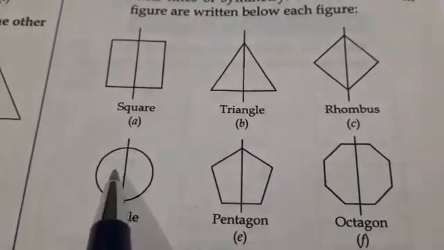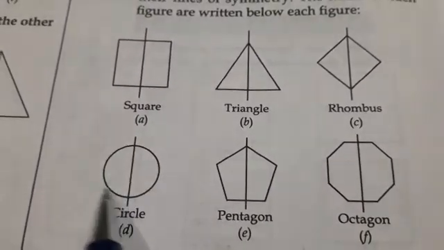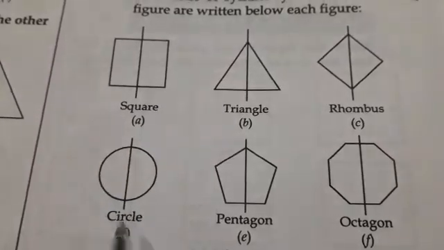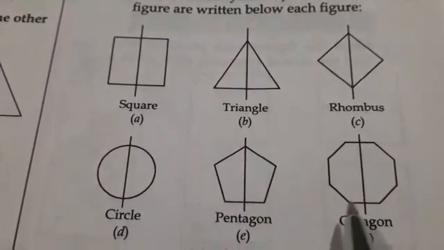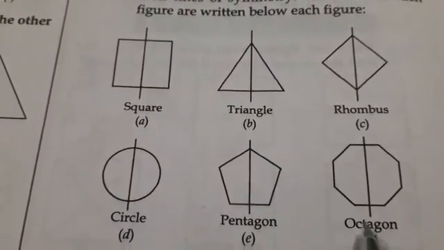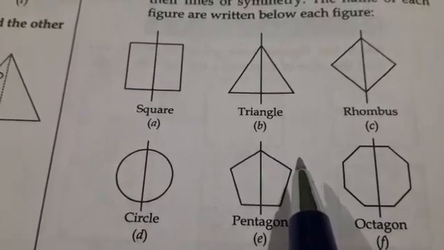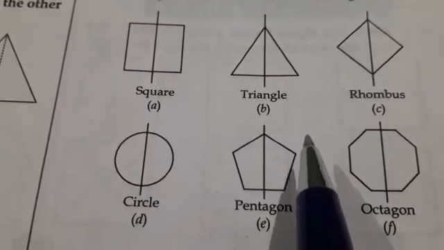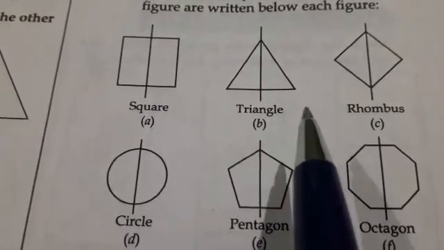Here half part of a circle is given in the question, that is a semicircle. When we complete it, now we find a circle. It is a pentagon and it is an octagon. In this way we can complete. When we find any half part of any figure in this question, then we complete it. Thank you.